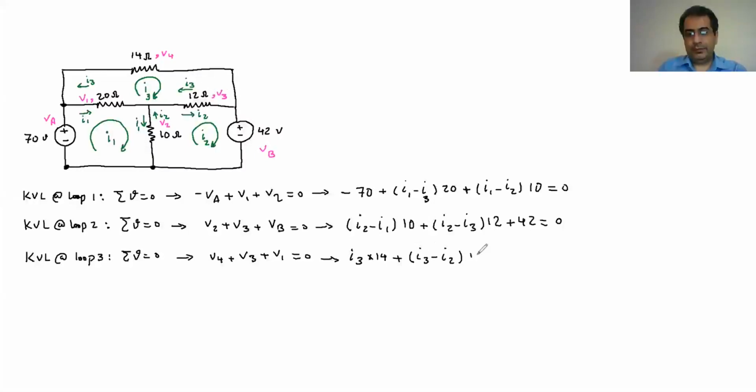12 volt here. And then the same for the next one here. I come here again, inside minus outside, so you have I3 minus I1 times 20.